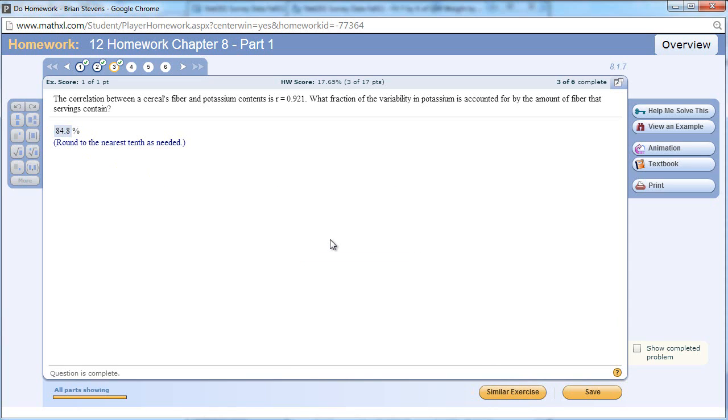Now one important thing to notice: when you square r, r squared will always become positive, because we're talking about a percent of variation explained, so it's always a positive amount. But when you square root it, r can be negative. So if you ever have r squared and you have to go back to r, it can be negative. So watch out for that.